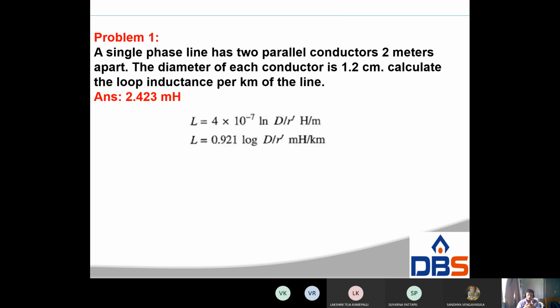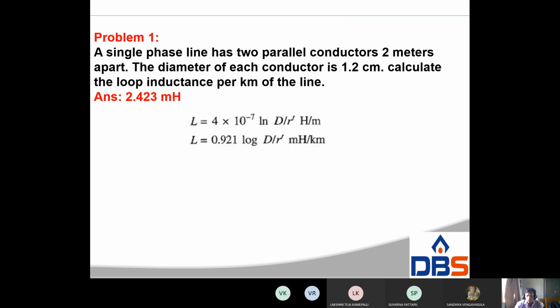So how to solve the problem? A single phase line has two parallel conductors, 2 meters apart. The diameter of each conductor is 1.2 centimeter. Calculate the loop inductance per kilometer of the line. So the formula is 4 into 10 power minus 7 ln d by r dash. They have given 2 meter spacing, so D is equal to 2 meters, and diameter small d equal to 1.2 centimeter.